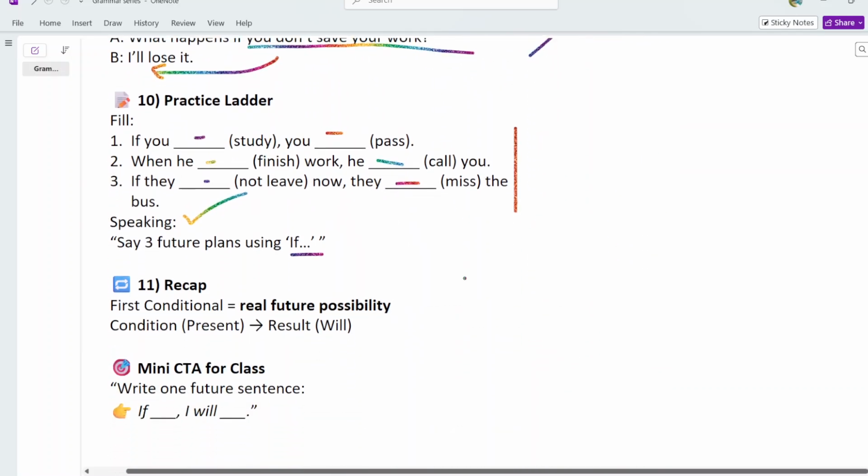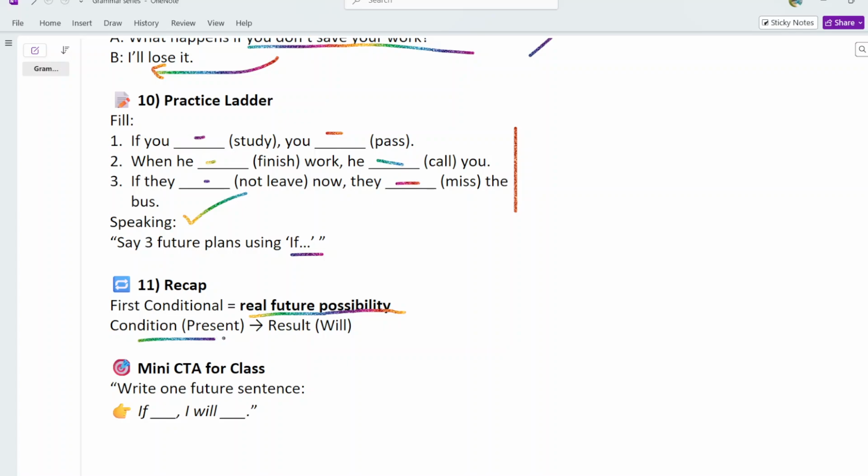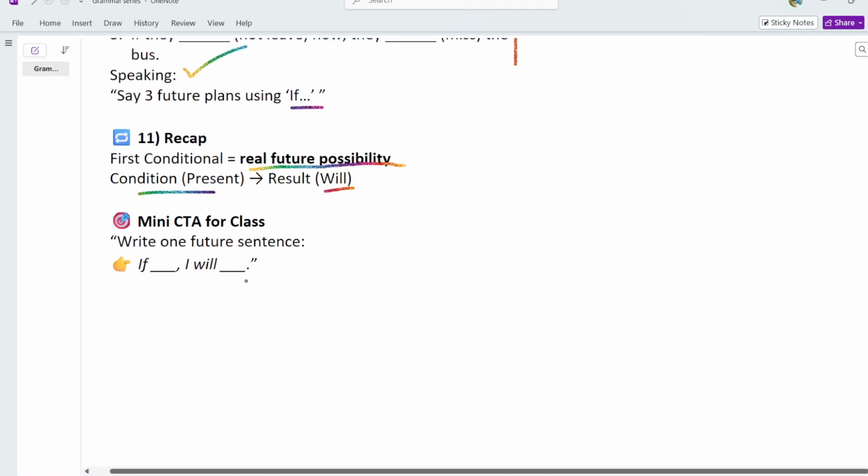So, just to give you a quick recap, first conditional deals with real future possibility. The condition is in the present tense, and the result is a future possibility. Now, before I end the class, a mini call to action for you guys. Write one future sentence using if followed by whatever you want to do, and then I will, whatever feels right that you want to fill into this blank.